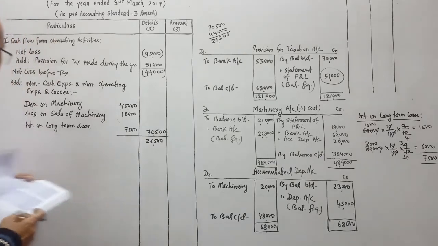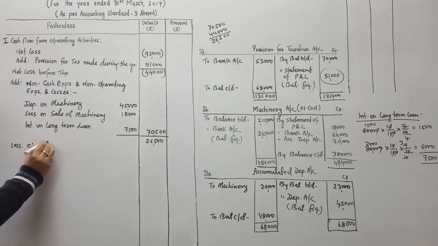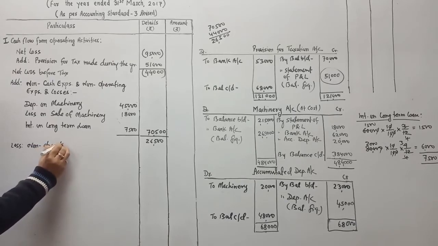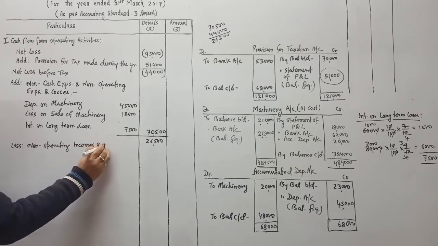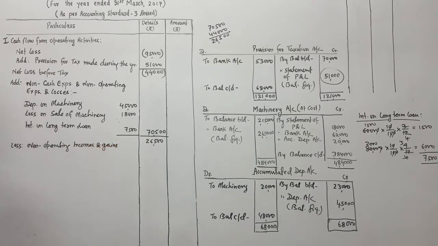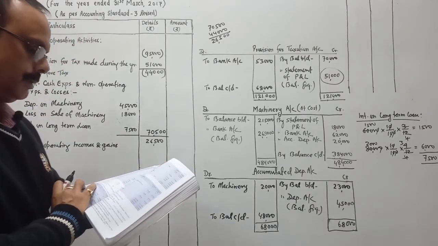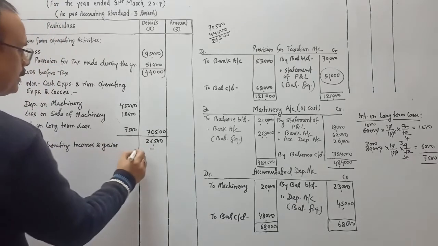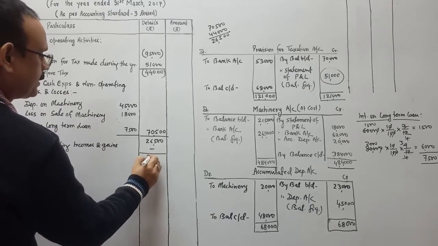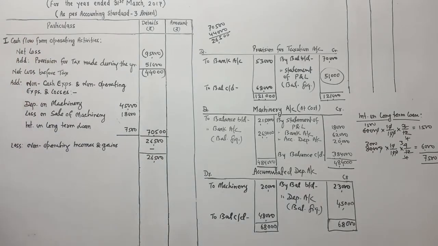Is there any non-operating income and gains? If there is any non-operating income and gains, it will be deducted by us. So is there any non-operating income and gains? No. So there is no non-operating income and gains, so I put a dash over here. The same figure will continue: 26,500.